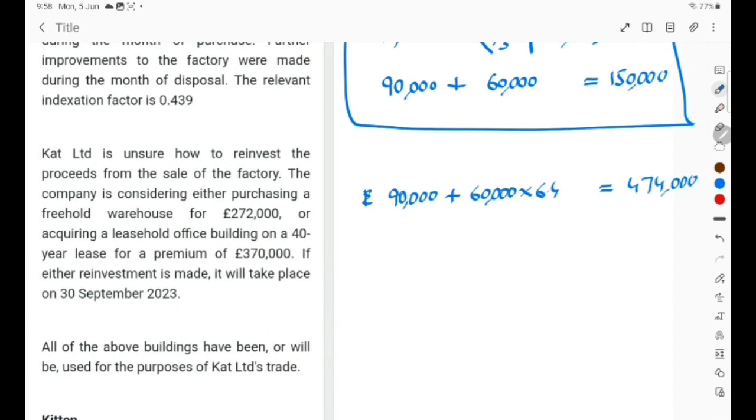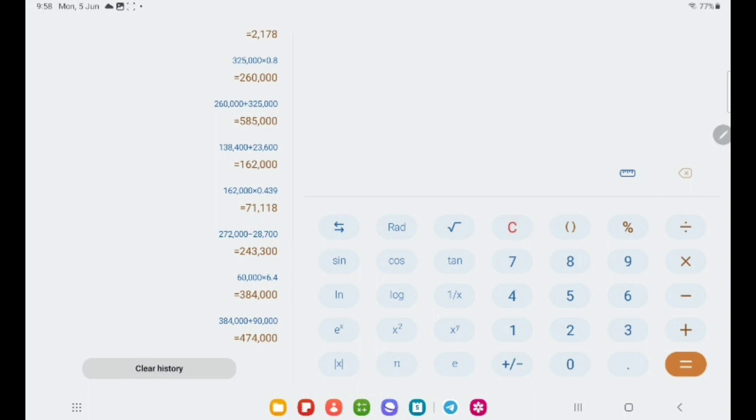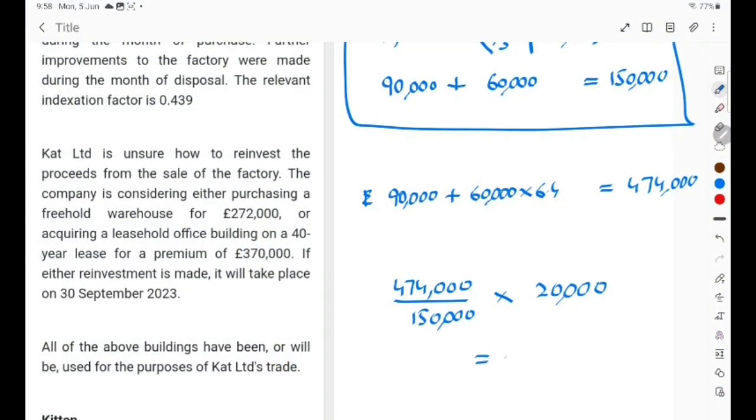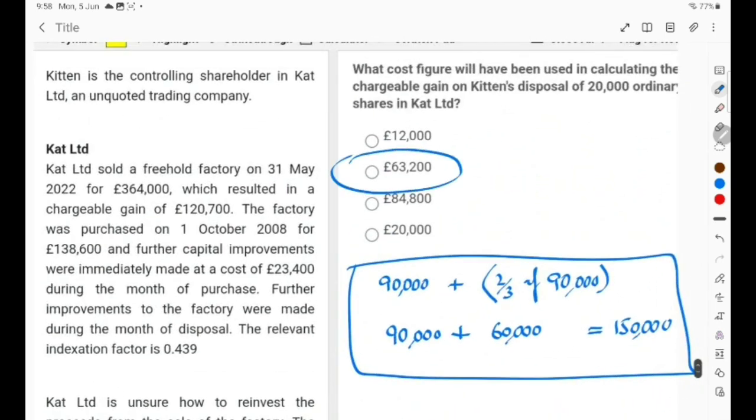Right? So now we have to allocate this value to the 20,000 shares. 4,74,000 is the value of 1,50,000 shares, and we are to find the value of the 20,000 shares that have been disposed of. So this will be 4,74,000 divided by 1,50,000 shares, multiplied by 20,000 shares. So it is 63,200. So the option is the second.